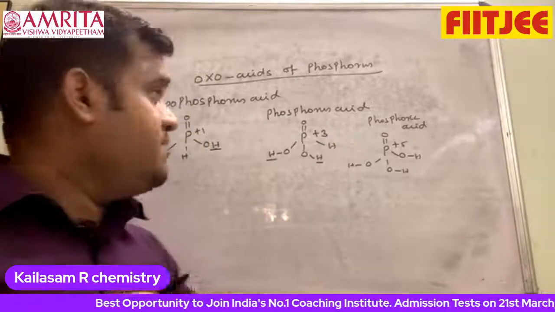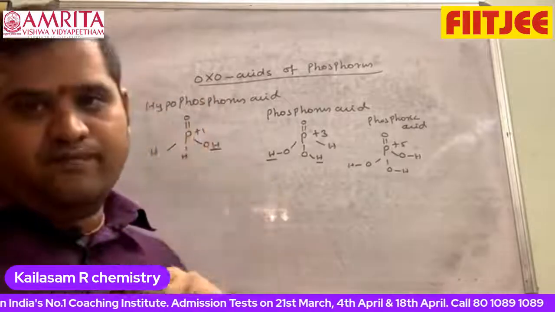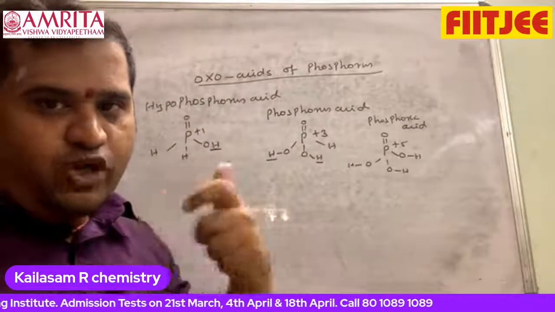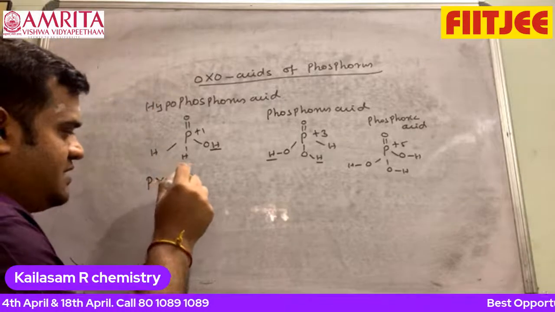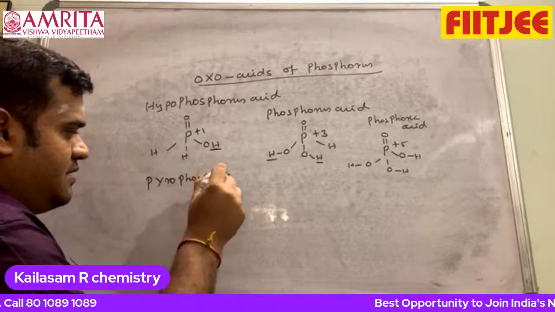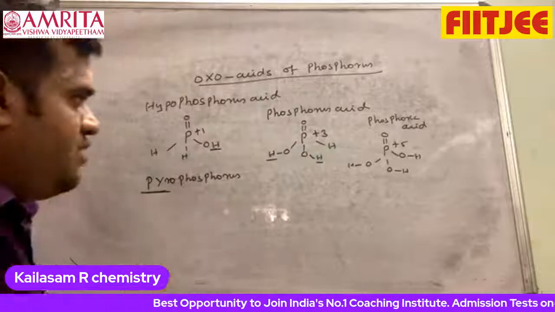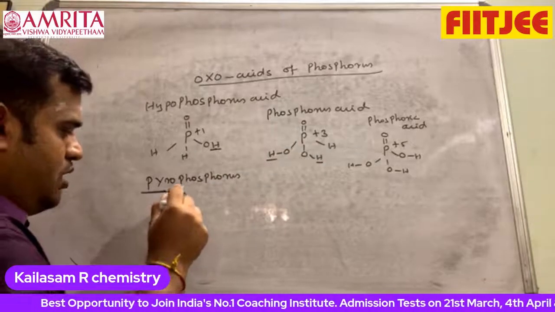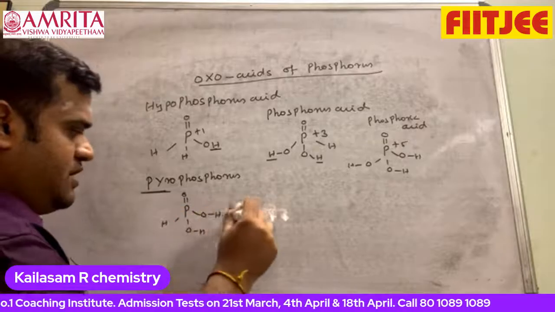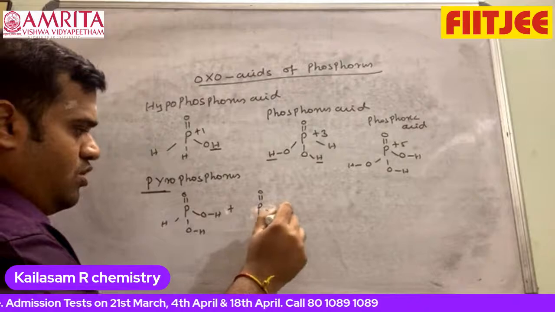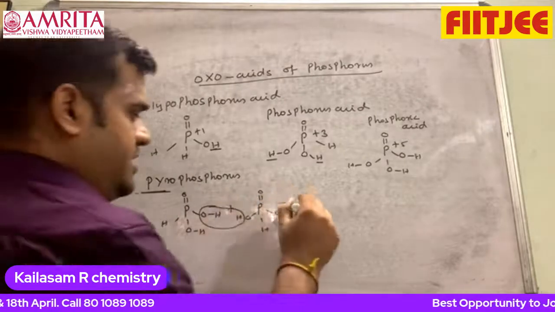Now I want to go with pyrophosphorous acid. Pyro means two, di. How am I going to get pyrophosphorous acid? They are asking for the structure. Pyro means two molecules, and a simple idea: take P double bond O, OH, H plus P double bond O, OH, H, OH. Just remove a water molecule, just join it.